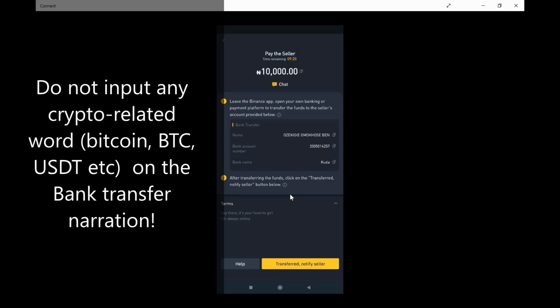Once you do that, the person confirms your transfer. The person is now going to notify Binance that, hey, I've received the amount in my bank account, so you can release the USDT to the person. Once that's done, your USDT, which was 17 points, will be released to your P2P account. From there, you can transfer to your spot account easily.